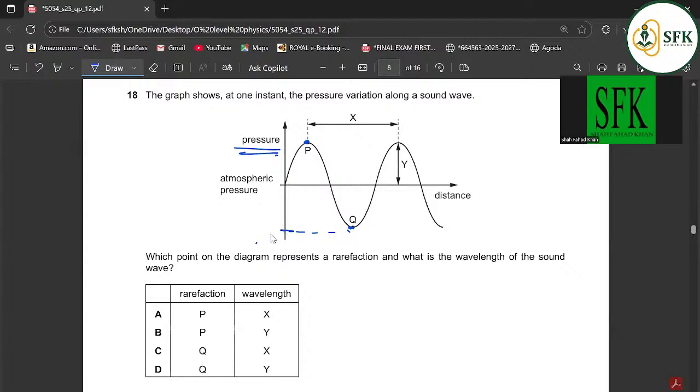On the y-axis, you've got pressure. So pressure is high. This means this is compression, but here pressure is extremely low. So this is most likely rarefaction then. Wavelength is going to be x, of course. Okay, the distance between two consecutive compressions.